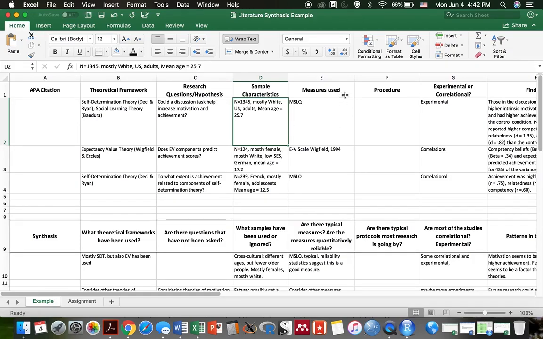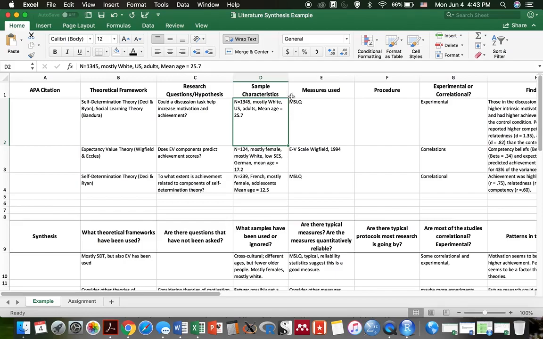The measures used is actually going to be in the methods section, and it's going to talk about the variables that you mentioned somewhere in your hypothesis. So this is what is used to measure these variables. For example, I like to study interest, and there might be a specific scale on interest that I put here.